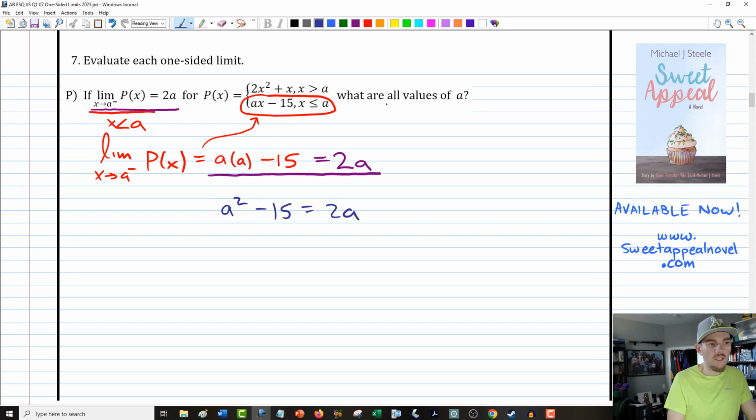By the way, sort of an interesting bit of foreshadowing here. It says, what are all values? That sort of suggests that there might be more than one, and there are two in this case. We have a squared minus 15 would have to equal 2a. Otherwise, the left-hand limit as x approaches a wouldn't be equal to 2a, or it wouldn't work that way. And so now we just need to solve this equation. So what I'm going to do is subtract 2a from both sides.